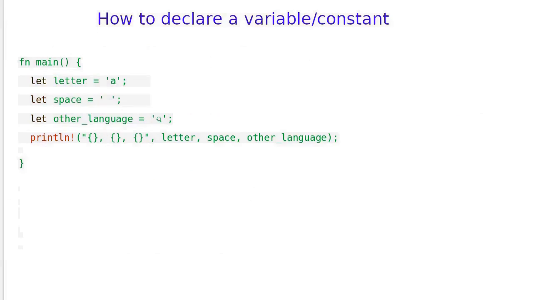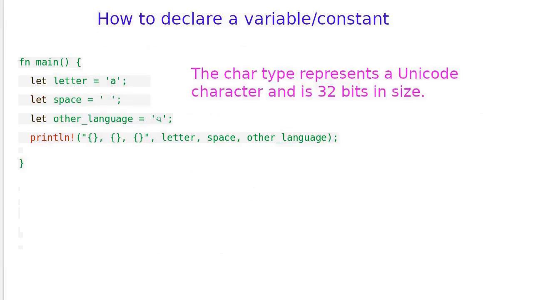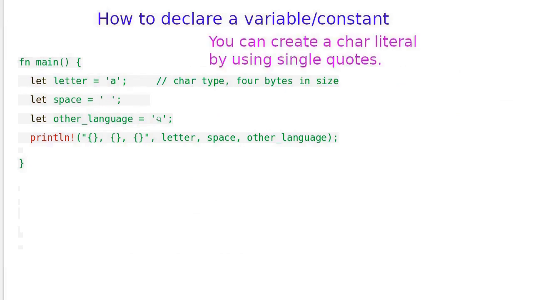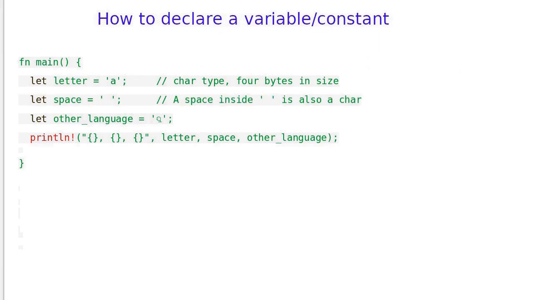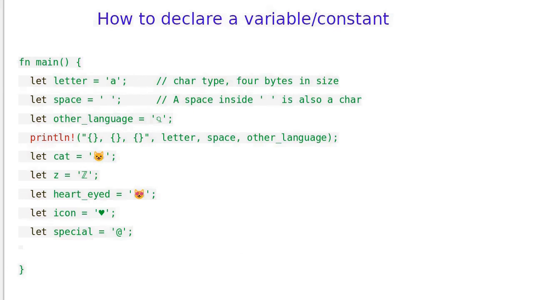Let's have a look at the character data type. The char type represents a Unicode character and is 32 bits in size. You can create a char literal by using single quotes. A space inside single quotes is also a character. This is a character from some kind of language. We have more characters. You may need them. You can run the program, but I will skip it for now.